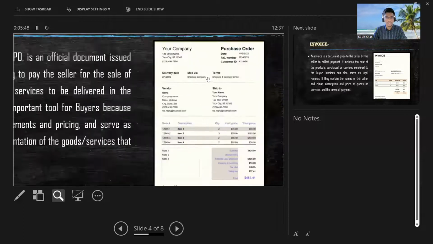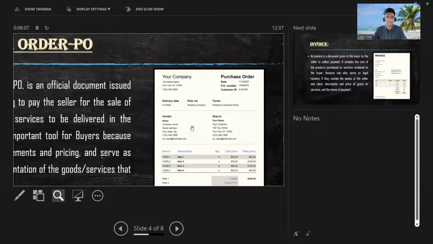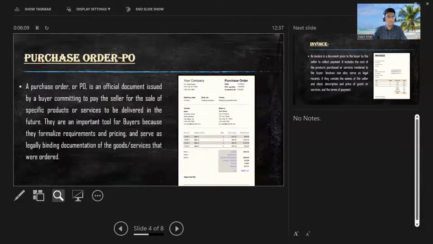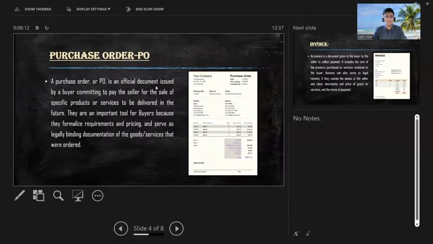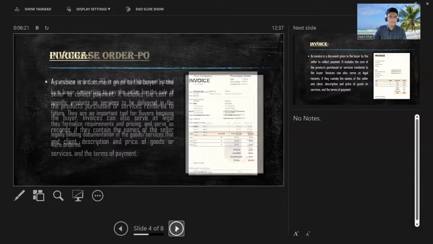So this is the purchase order sample here. Company name, purchase order, customer ID, delivery date, shipment. It contains all the details along with the item description, quantity, per unit price, total price, including the taxes, shipping charges, etc. So this is how the purchase order looks. In short, it's an official document issued by the buyer to the seller. So this is about the purchase order. Let's move to another slide.